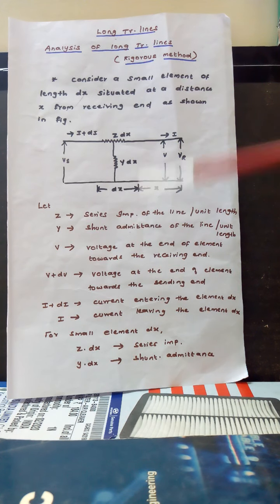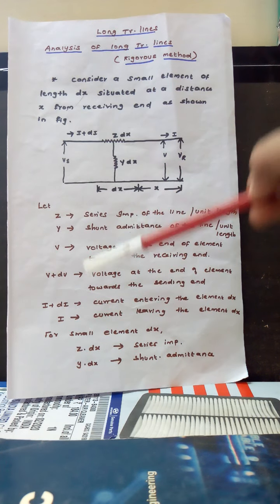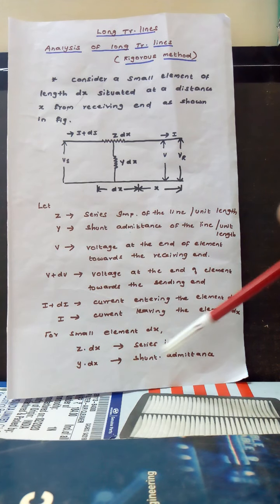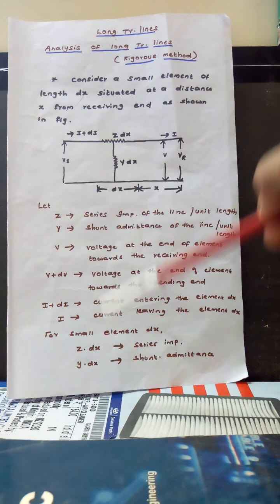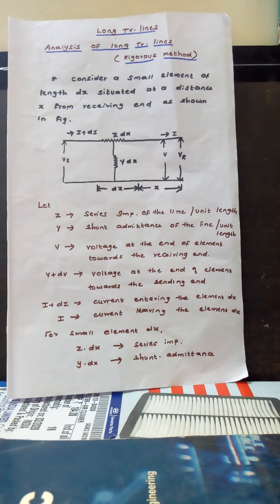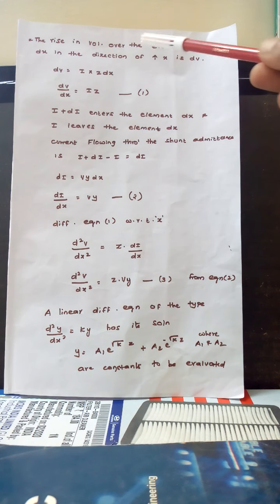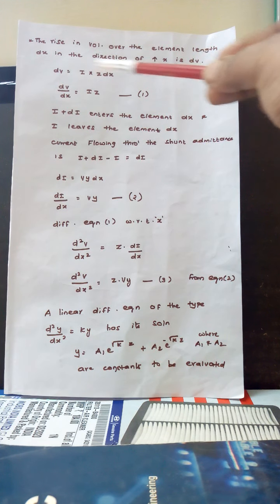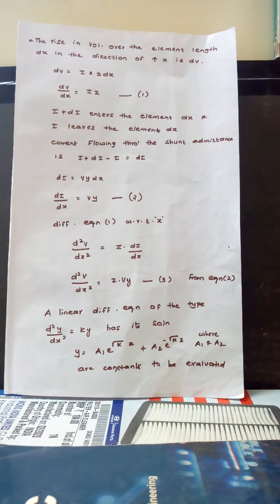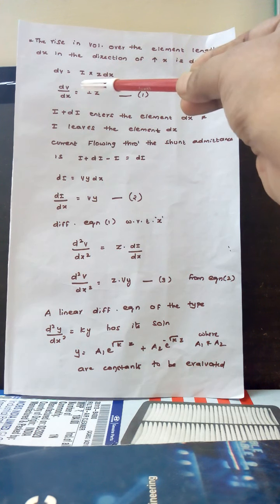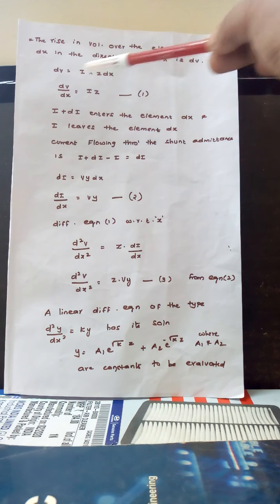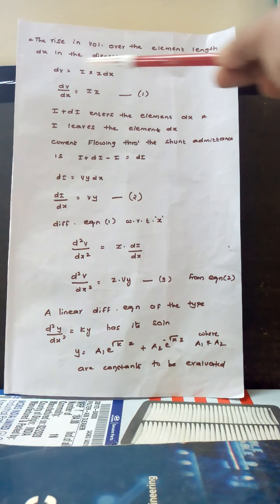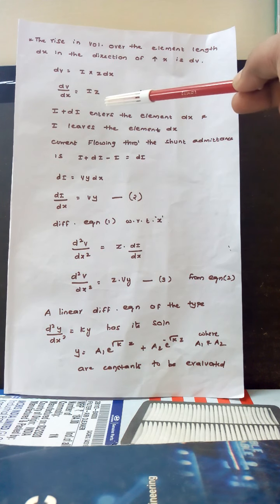For the small element dx, the series impedance is z into dx, and if I multiply y by the length, the total shunt admittance is y into dx. Next, the rise in voltage over the element length dx in the direction of increasing x, that is towards the sending end side, is dV, that is equal to the product of current and the impedance of the element, so that is I into z into dx. From this we can find dV by dx equal to I into z.